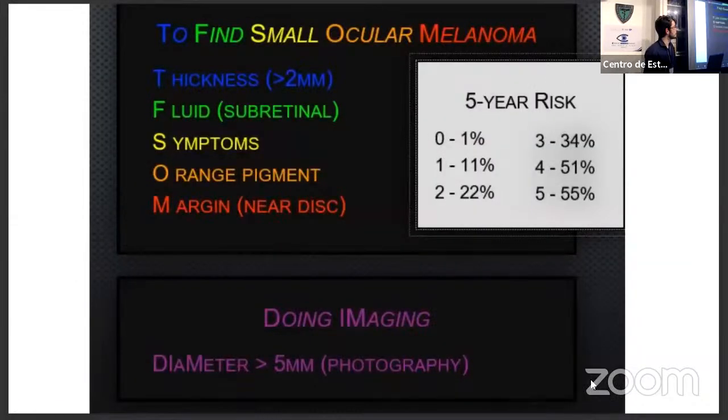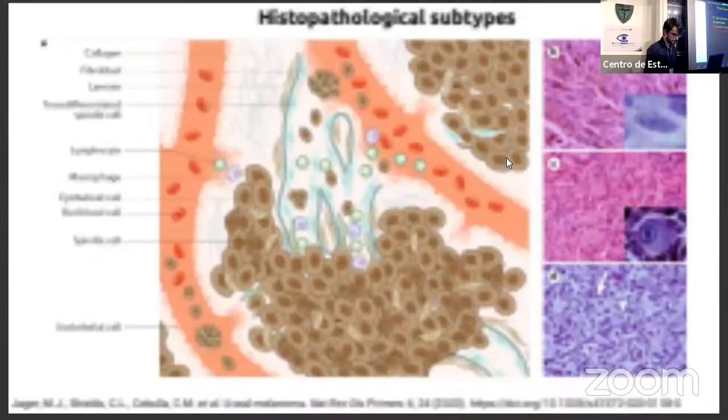Here we have that mnemonic that is classic to find small ocular melanoma, using imaging to differentiate some hyperpigmented lesions. So we have thickness more than 2 millimeters, subretinal fluid, symptoms, orange pigment on the surface of the lesion, margins, or a lesion near the disc, and a diameter of more than 5 millimeters. And if we have more of these features, there is a higher probability of it being an ocular melanoma.